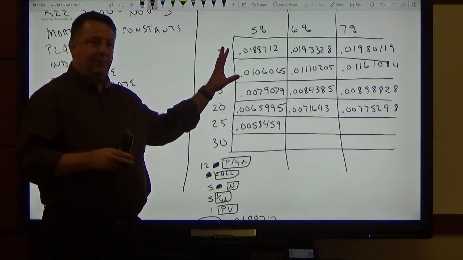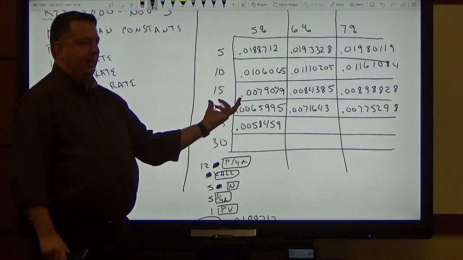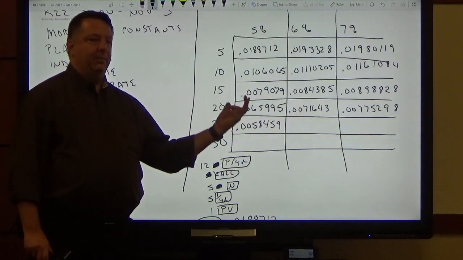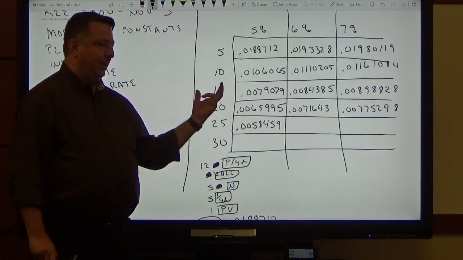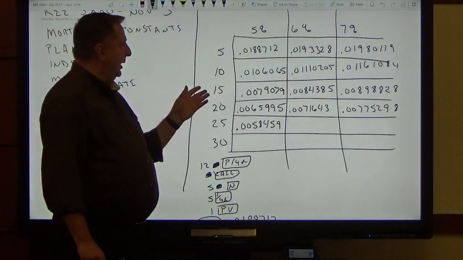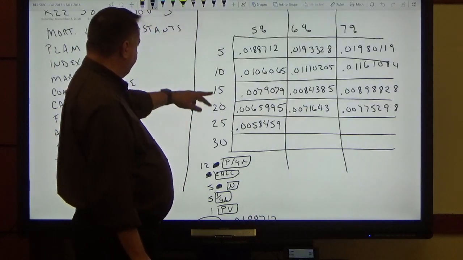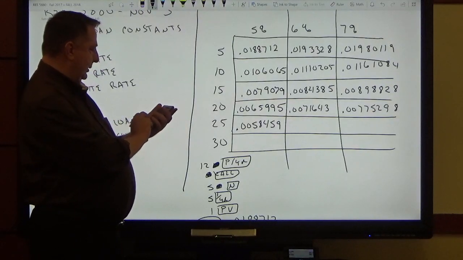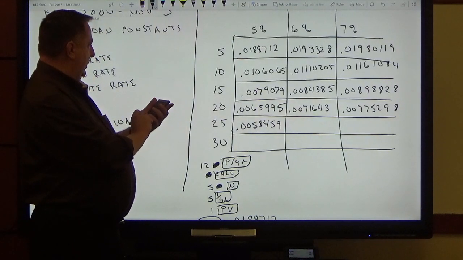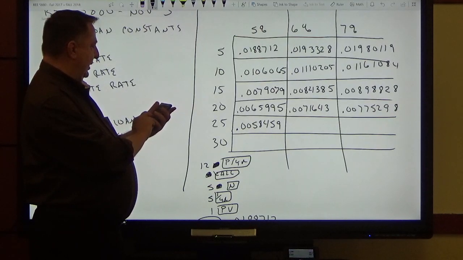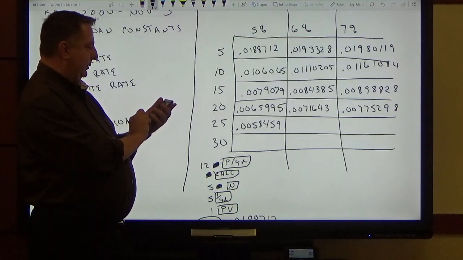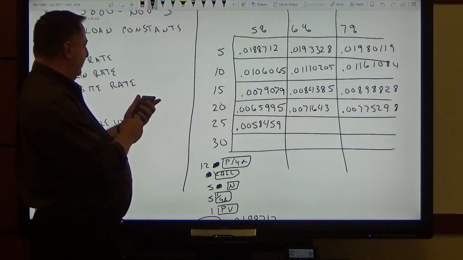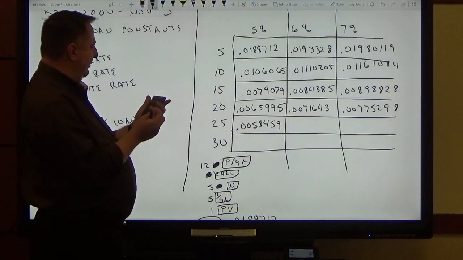So there are a couple of ways you can use this information. Instead of just calculating it for the fun of calculating it, you can begin to see how much interest you would be paying above and beyond the face value of the note. Another example: let's take this 20-year loan at 5%. We put this in, 0.0065995, and multiply by 12 to get our total annual payment. So our total annual payment on this loan would be about $7,919.40.